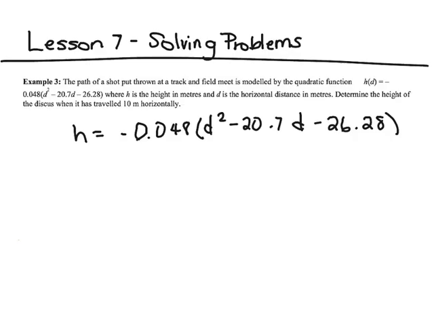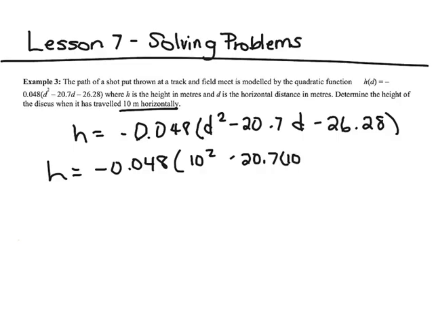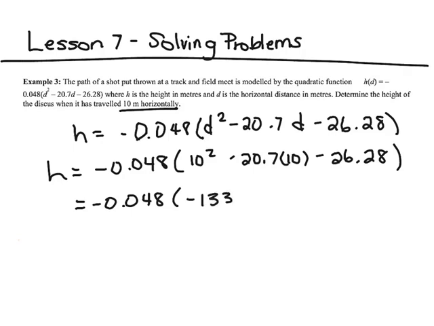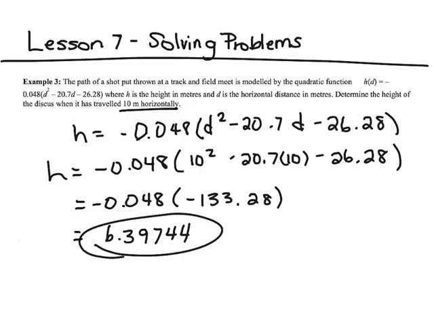So we're just going to plug in our distance to be 10. So it's negative 0.048 times 10 squared minus 20.7 times 10 minus 26.28. Simplify inside your brackets first and you should get negative 0.48 times negative 133.28, and when you multiply this you should get 6.39744. So that would be the height of the discus after it's traveled 10 meters horizontally.